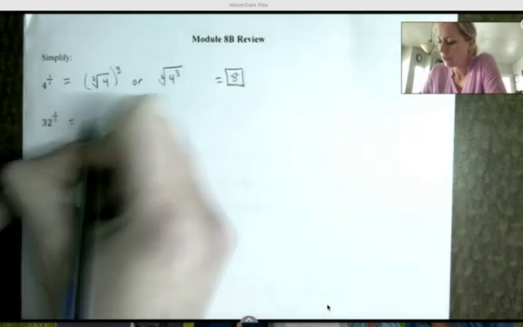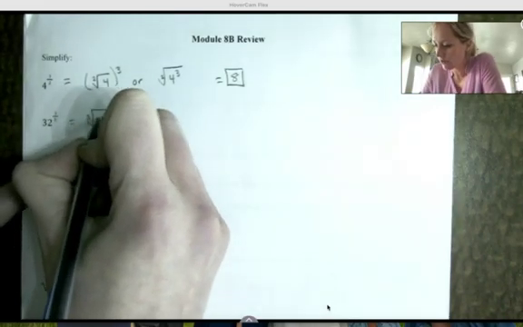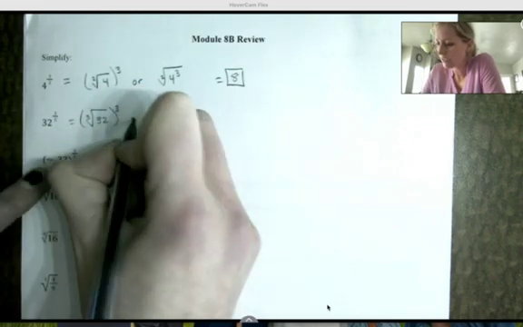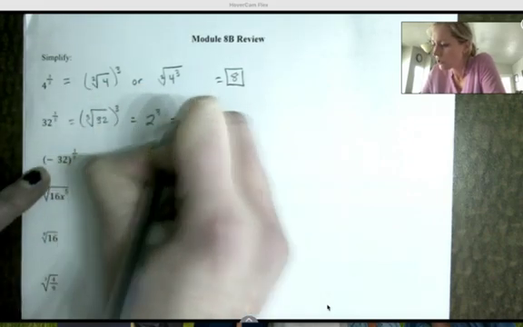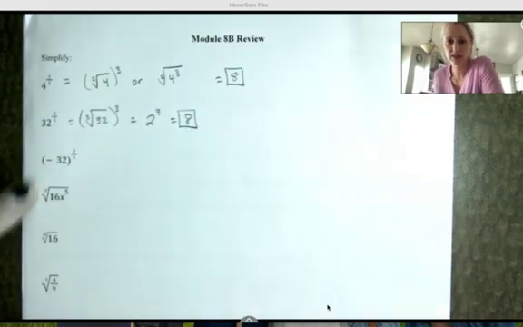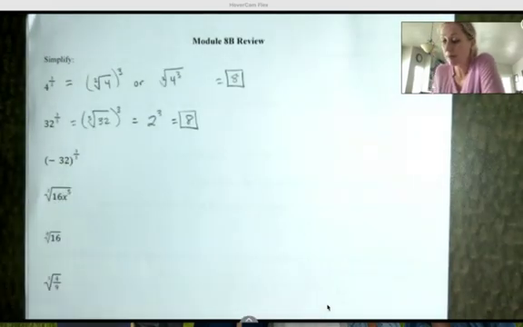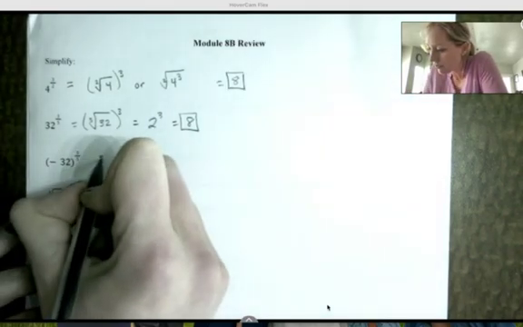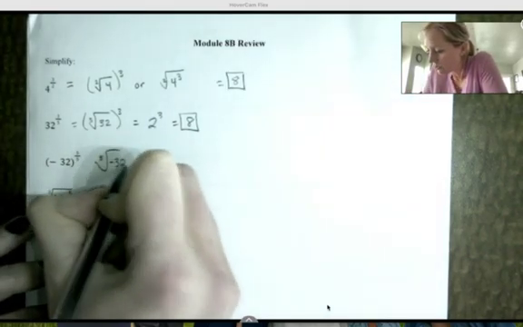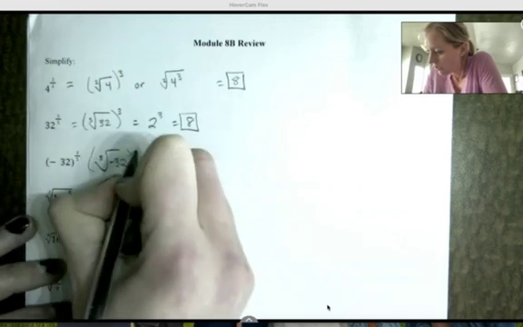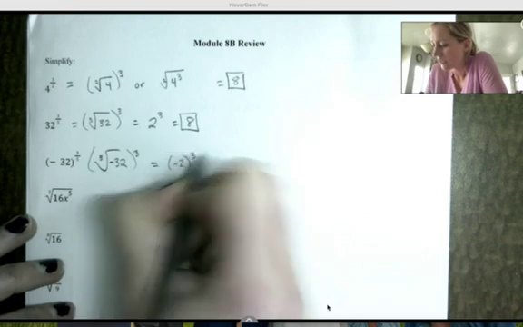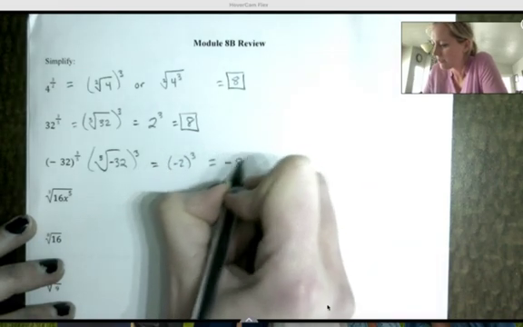Okay, so this one is the fifth root of 32, cubed. The fifth root of 32 is 2, which is then 2 cubed, 8. Okay, remember we can take the odd roots of a negative. So the fifth root of negative 32 and then to the third. So I'm going to get negative 2 there. And negative 2 times itself 3 times is negative 8.